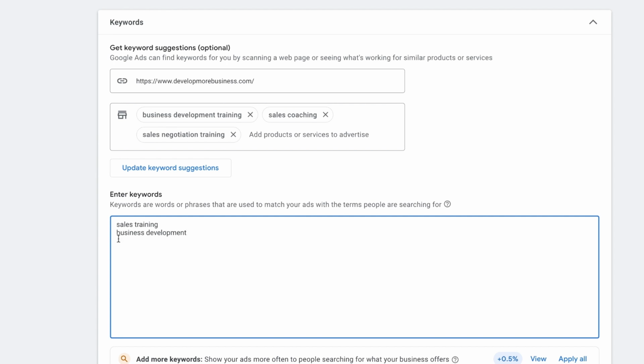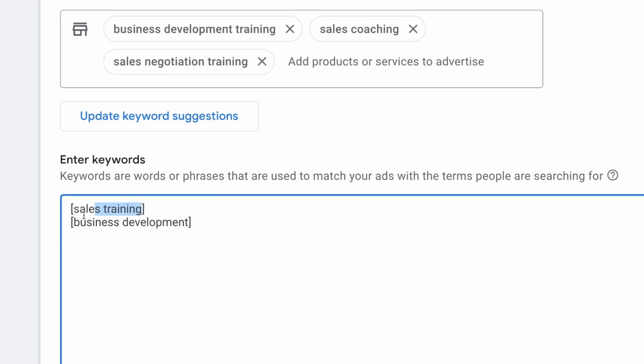If you only want people to see your ads for particular keywords, you want to add brackets to the sales training keyword and to the business development keyword. What this is then going to do now is it's going to reduce the search terms to exact match only. So for example, if someone types in sales training NZ, they will see the ad, or business development training, and they might see the ad.